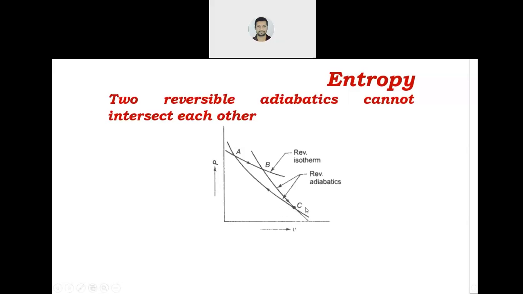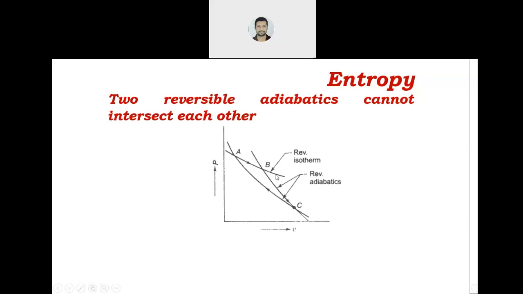There should be some amount of heat rejection. If you remember the Carnot cycle, I told you that heat is added in one isothermal process, and in the other isothermal process there is heat rejection. Now here there is no heat rejection, because the other isothermal process is missing. In an adiabatic process there is no heat transfer, so Q is 0. So there is only one heat addition and no heat rejection. This is not possible. So two reversible adiabatics cannot intersect.